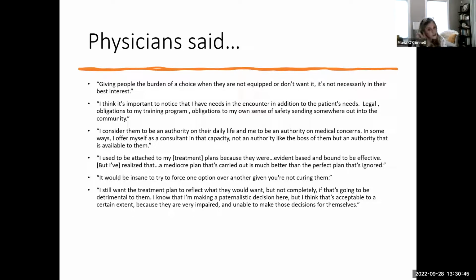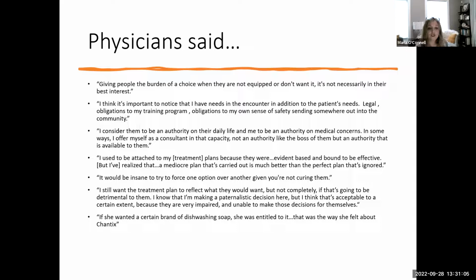I still want the treatment plan to reflect what they would want, but not completely, if that's going to be detrimental to them. I know that I'm making a paternalistic decision here, but I think that's acceptable to a certain extent because they are very impaired and unable to make those decisions for themselves. If she wanted a certain brand of dishwashing soap, she was entitled to it. That's the way she felt about Chantix.